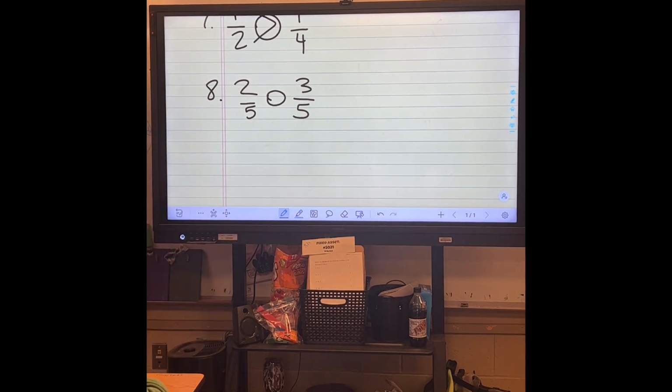All right, what sign should go here? 3. What sign? Less than. And if you don't know what the sign is called, say the fraction. 2/5 is greater or less than 3/5? Less than, because this was easy peasy.